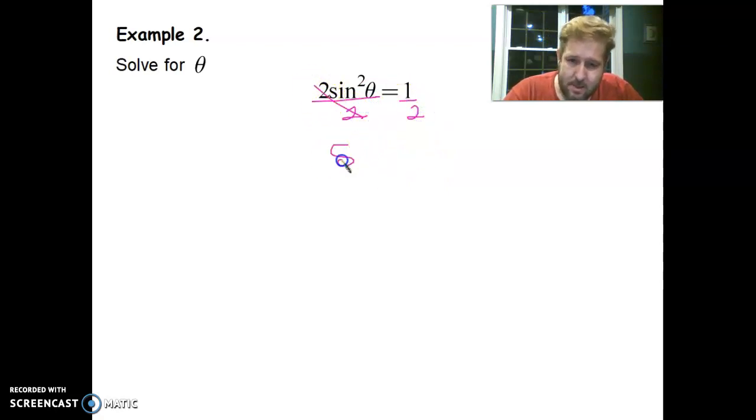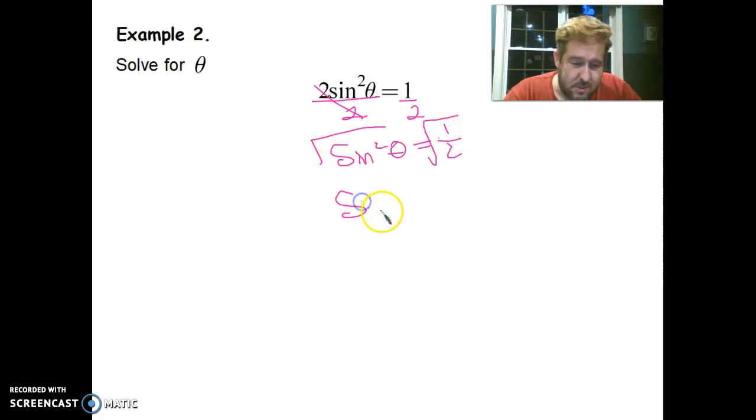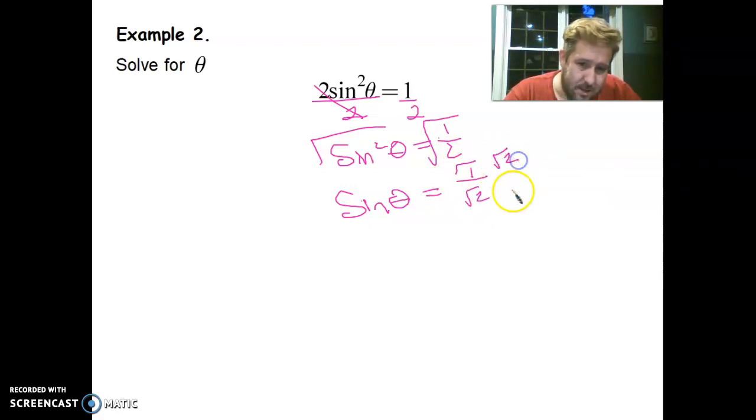So that's going to cancel out there. So sine squared of theta equals 1/2. Next thing I would do is square root both sides. Square root of sine squared is sine. And then this is square root of 1 over square root of 2. And I would rationalize that, multiplying top and bottom by square root of 2 over 2, and that gives me sine of theta equals square root of 2 over 2.